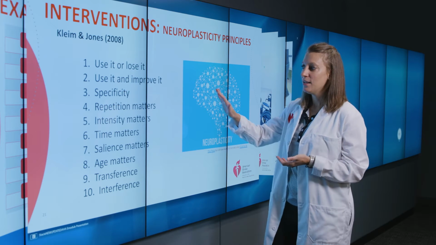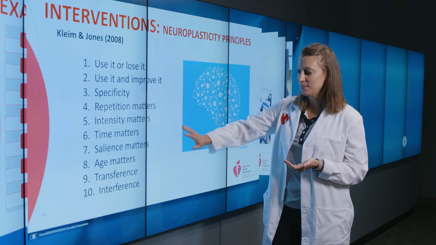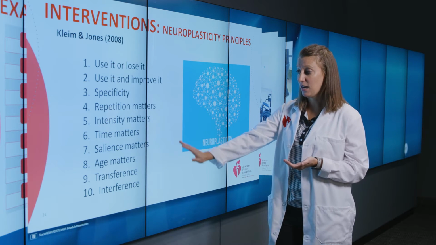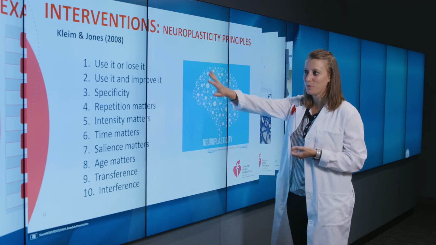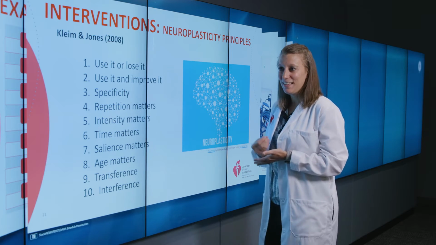I'm guessing you've heard them before, they should be familiar to you. But we're going to talk about a few of these today, specifically specificity, repetition and intensity, salience, and time. I do want to say a little bit of use it or lose it and use it and improve it. If someone has an impairment and they're choosing to not use that limb, it's not going to get better. Whereas if they're using it, it can get better. So I always tell my patients, I know it's hard, I know it feels like it's not working, but if you want it to get better, you have to use it.